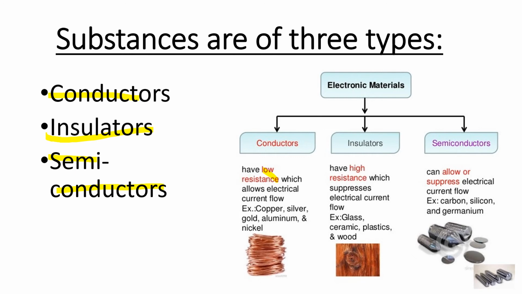When we talk about insulators, they have high resistance. This is pretty clear from the fact that insulators do not allow the flow of electrical current. That means they resist electrical current flow, which is why they are highly resistant. For example, glass, ceramics, plastics, and wood, and there are many other examples. Now, semiconductors are electronic materials that can allow or suppress electrical current flow. It depends on the need of the electronic instrument. For that we use carbon, silicon, and germanium.